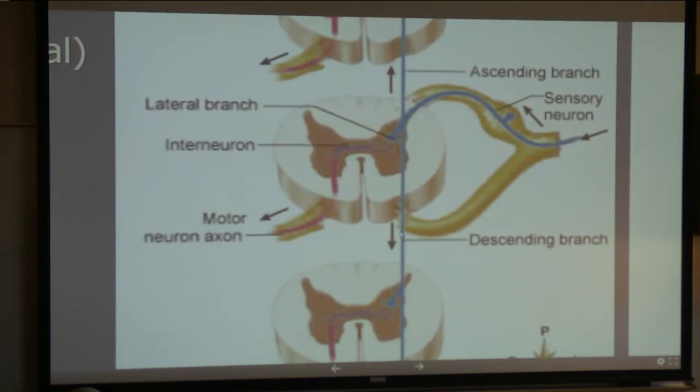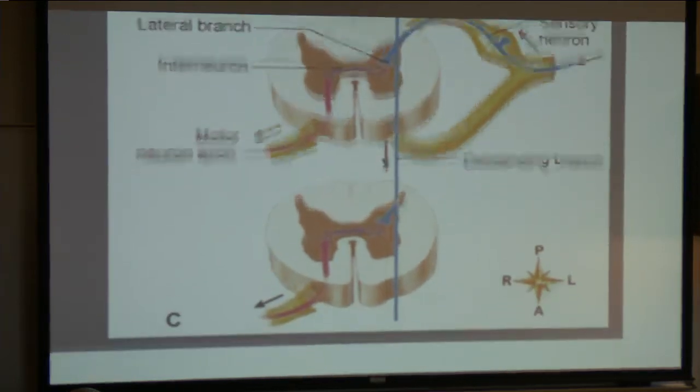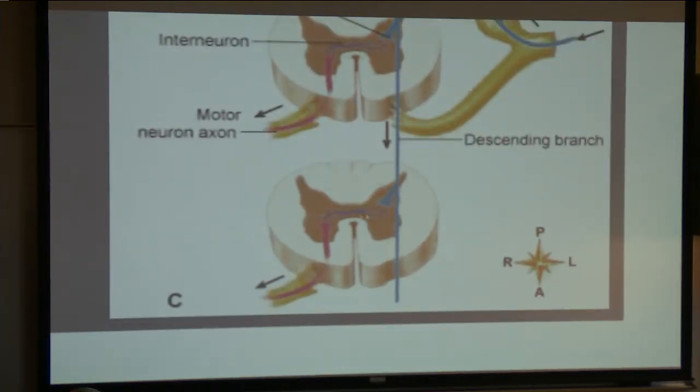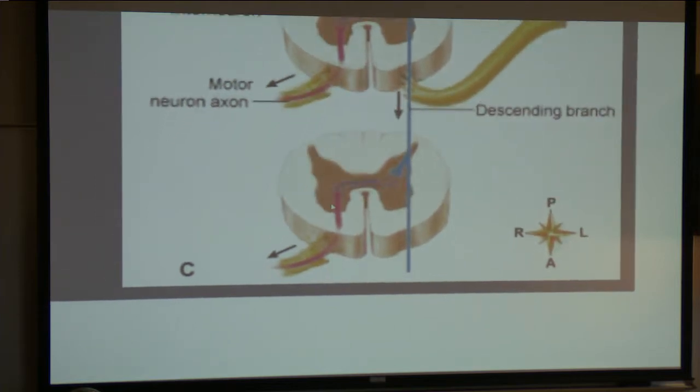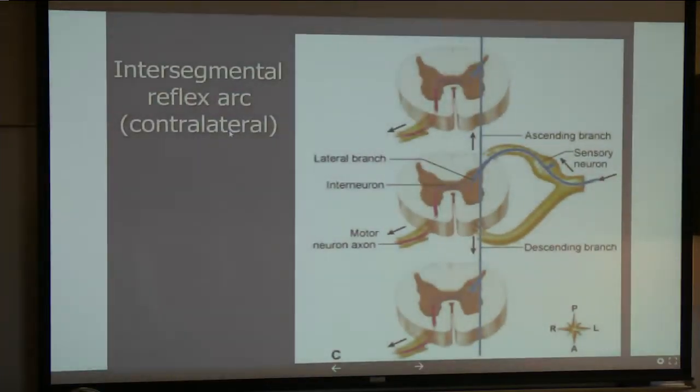Or we can travel down. Same thing happens. Sensory comes in from the left side of the body, in through the back of the spinal cord, travels down. Here's our 2nd neuron, our interneuron. Here's our 3rd, which is our motor neuron, out through the front into the right side of the body. So this intersegmental just means you can travel up or down to different regions of the spinal cord. It's contralateral, so we're coming out the opposite side.